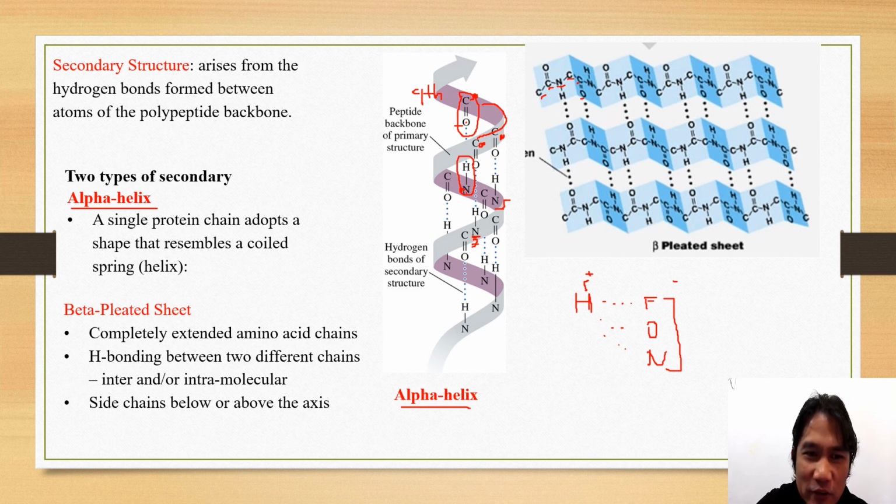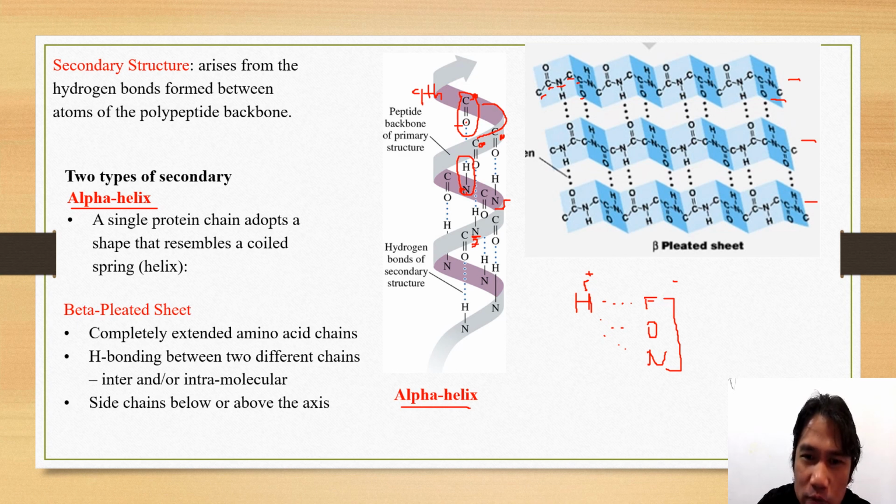The second one is the beta pleated sheet. It says here it assumes a flat, or completely extended, amino acid chain. It resembles a sheet. Now, hydrogen bonding between two different chains happens. It could be inter- or intramolecular. Intermolecular is in between these chains, and when we say intra, it is within the chain.